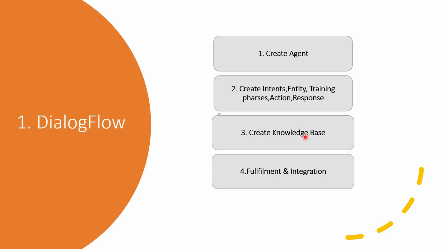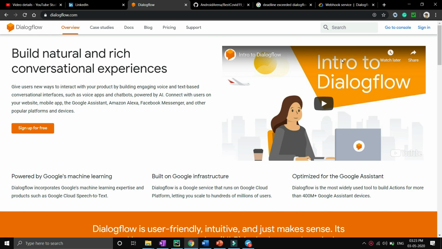Third is knowledge base. Knowledge base is something like a CSV or comma separated file or HTML file which has questions and answers basically. Fourth one is fulfillment and integration. Fulfillment is when you have to connect your Dialogflow with the Python or Flask framework. And integration is when you have to integrate and deploy your chatbot to Telegram or WhatsApp or similar applications.